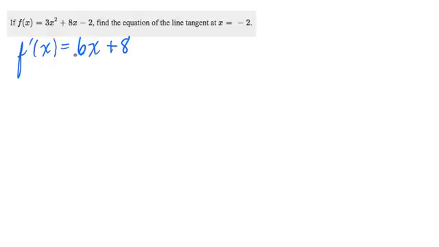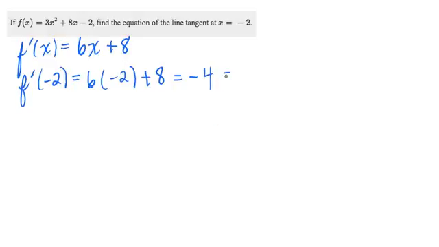But what we want is the slope of the tangent line at negative 2. So I'm going to plug in negative 2 for x to get negative 12 plus 8, which would be negative 4. Okay, so that is the slope of my tangent line.